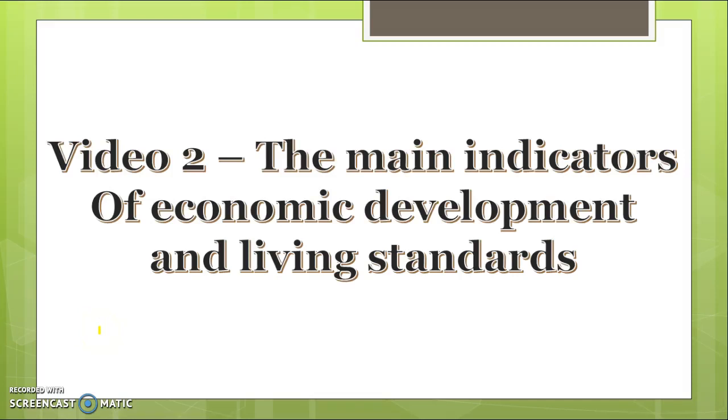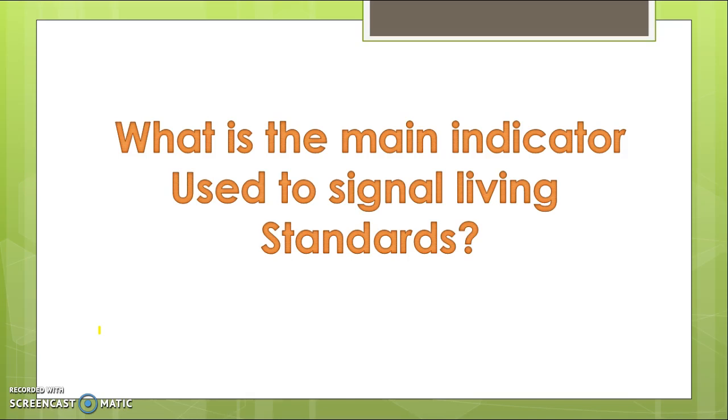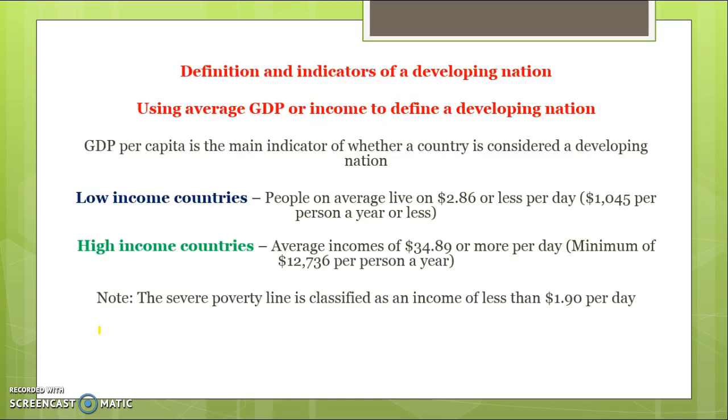Okay, in this video we're going to be looking at the three main indicators of economic development: GDP per capita, the Human Development Index, and then the more recently GNI per capita used by the World Bank. So in terms of the main indicator used to signal living standards, in the past the main figure being used is GDP per capita.